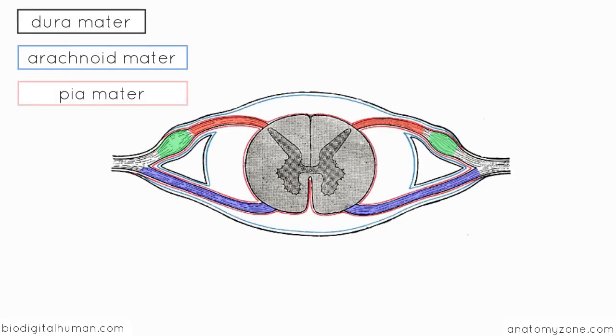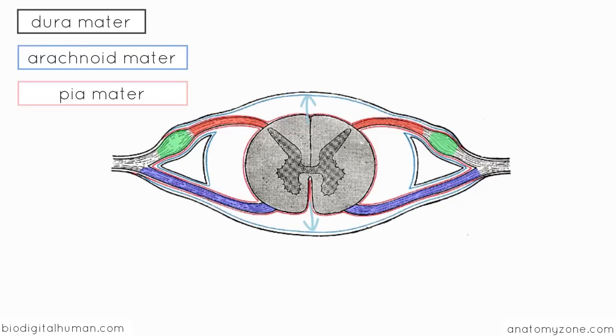So just like in the brain, the dura mater is this tough fibrous outer covering which loosely envelops the spinal cord. So these meninges are actually continuous with the meninges of the brain. So you can see in this diagram the black line represents the dura mater. So this goes around the outside of the spinal cord and its structures that are associated with it. And then the light blue line represents the arachnoid mater.